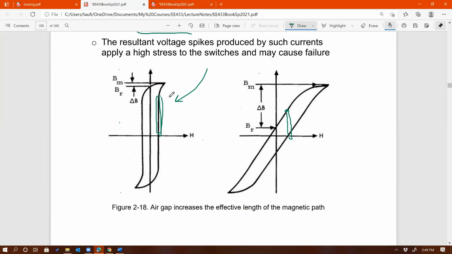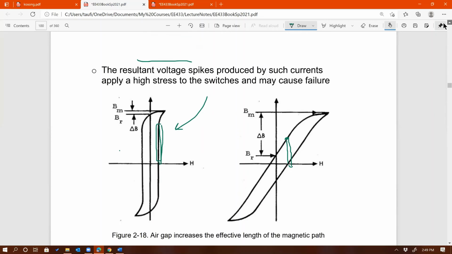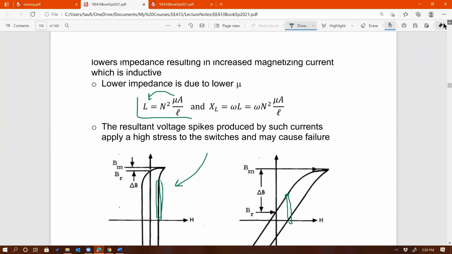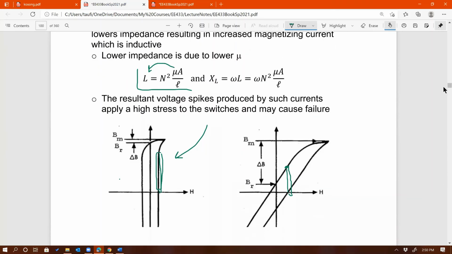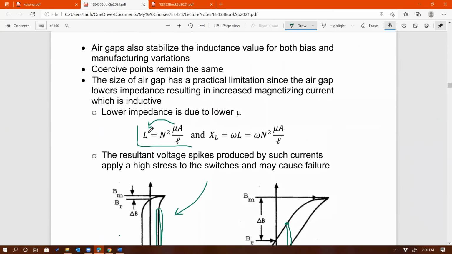That's an advantage, right? So now you know several benefits of adding air gaps, and one disadvantage. Well, what was the disadvantage? Lower inductance. And that has another real world implication. When you have lower inductance, that means the impedance is going to be lower, because the reactance of the inductor is a function of L. X_L is equal to omega L. So when you lower mu, then you lower L. When you lower L, then you lower the impedance, right?